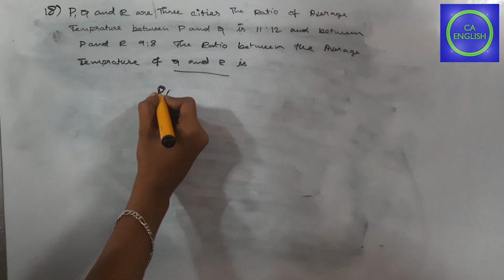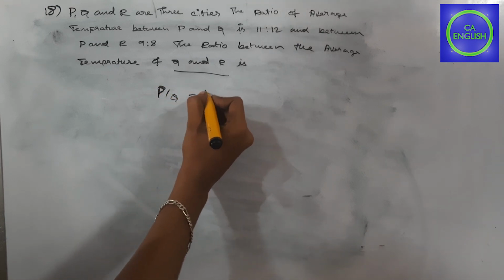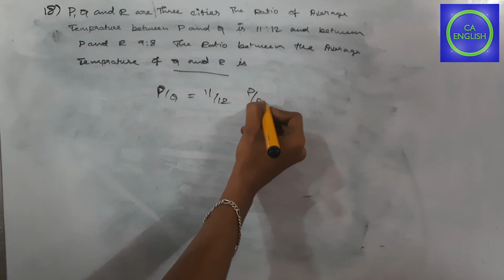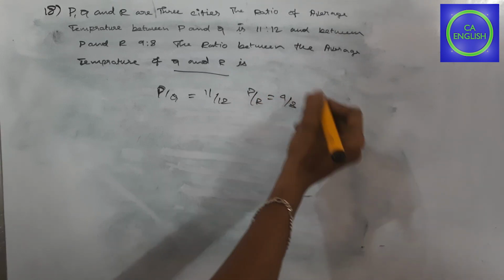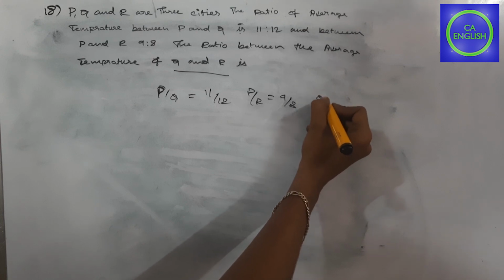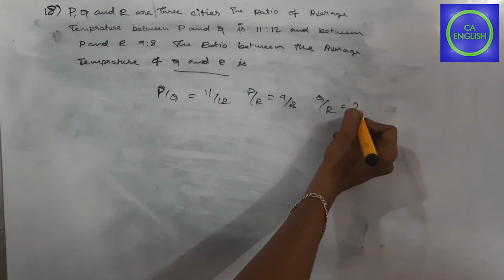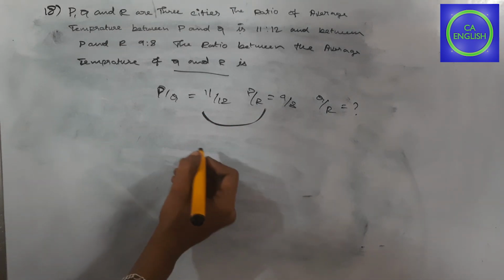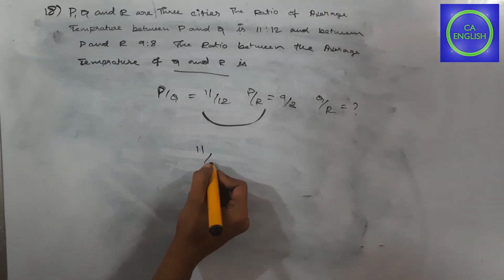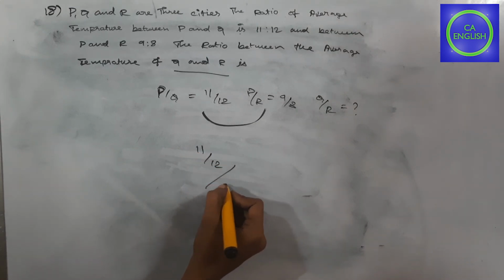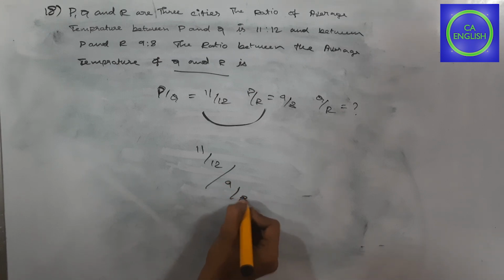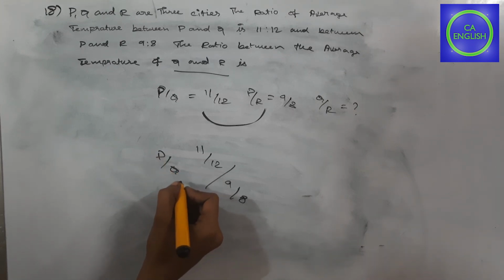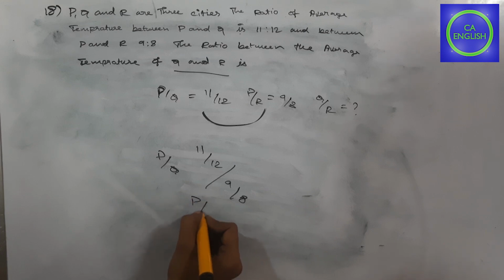P by Q equal to 11/12, it was given, and P by R is equal to 9/8, it was also given. We want to find Q divided by R equal to what? That was the question. Divide these both terms: 11 by 12 divided by 9 by 8, with P divided by Q and P divided by R.